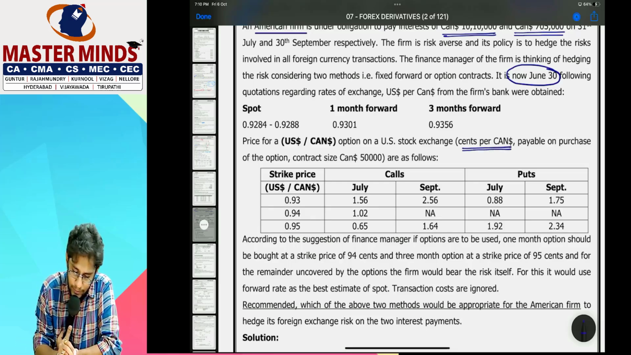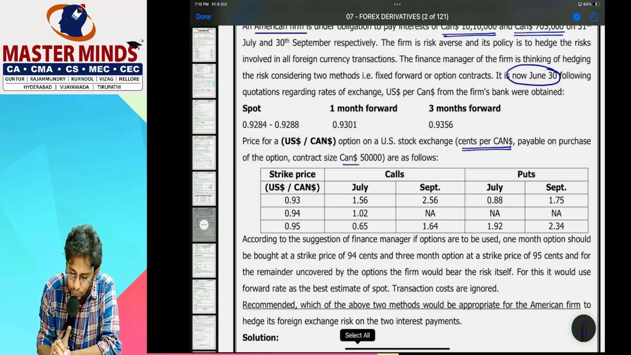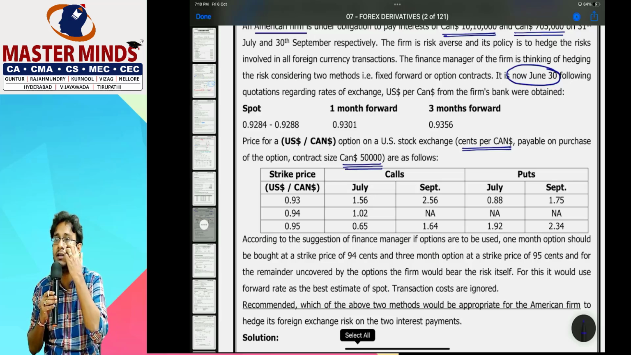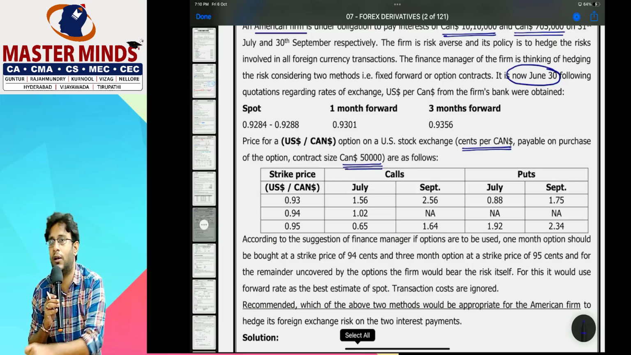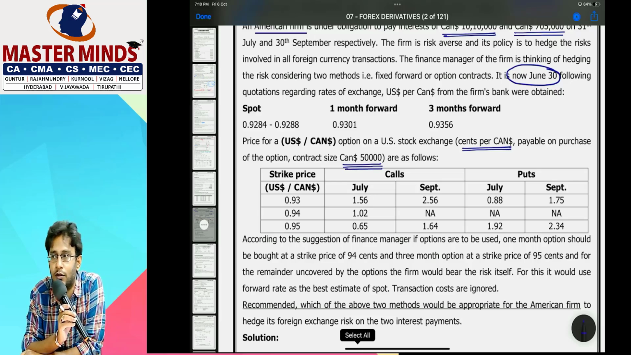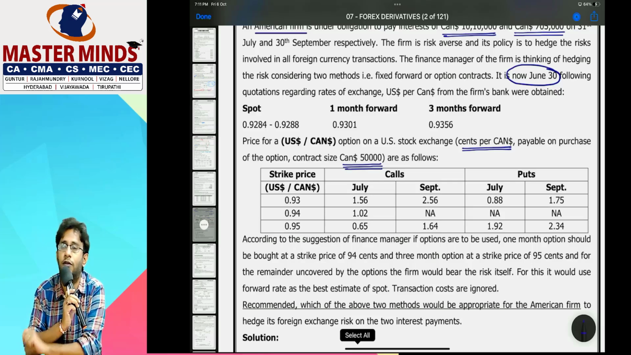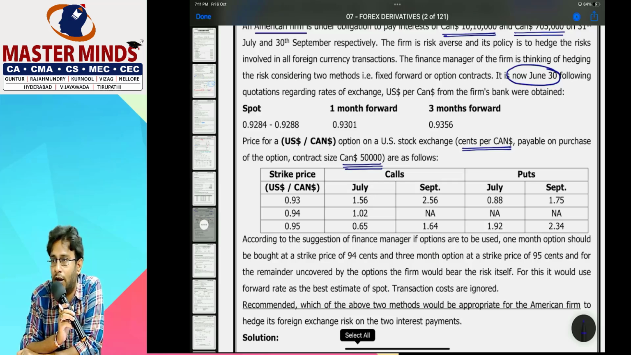Payable on purchase of the option. Look at this, a clearer hint is given. Contract lot size is in CAN dollar. If lot size is in CAN dollar, the underlying asset is also CAN dollar. So your hedging will be done using route 1. You have to buy a call option on CAN dollar.